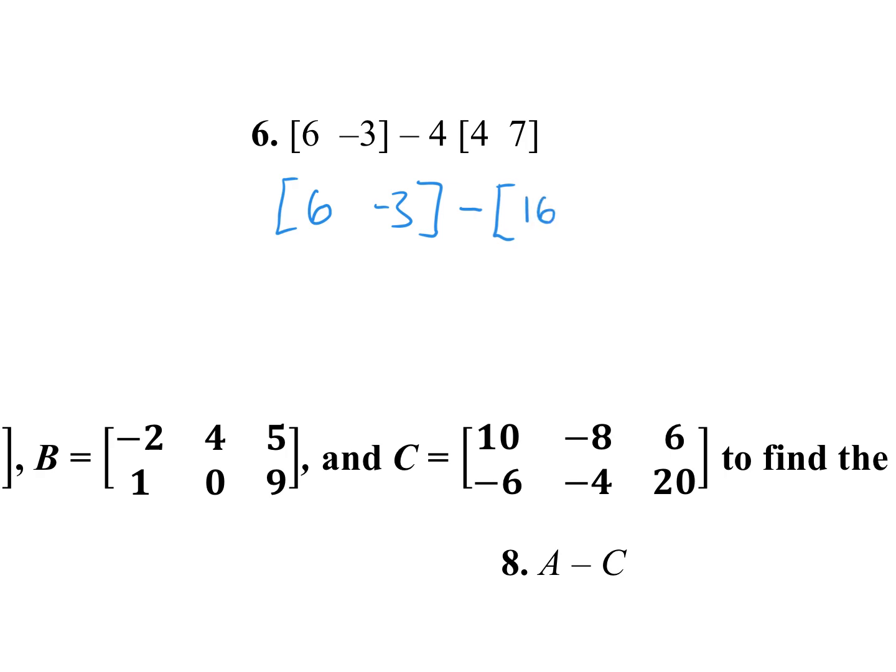And now I'm multiplying +4 inside. So 6 minus 16 is -10. -3 minus 28 is -31.